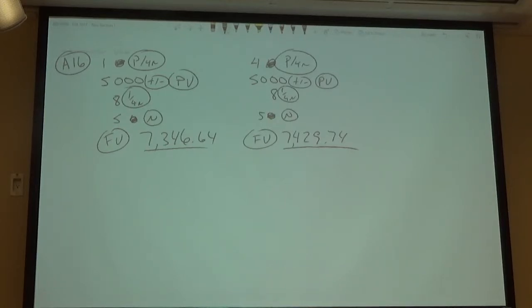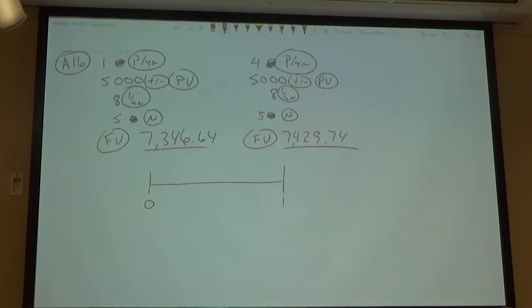Okay, so in this particular case, we're getting a little bit more interest, and the reason is the compounding effect of having the interest calculated or compounded 4 times a year instead of once. So, in essence, what is happening over the course of a year? Let's just look at this.